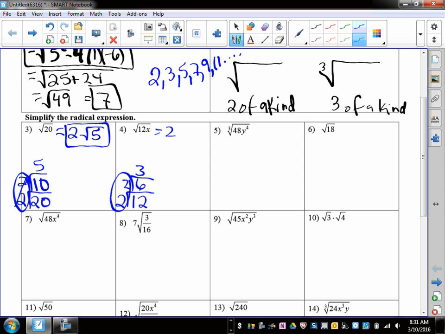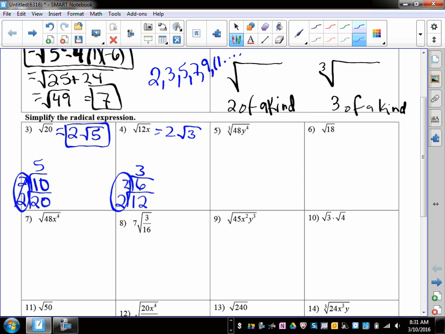Can I bring my 3 out in front? Do I have a pair of 3s? So what do I have to do? Leave it inside. If they don't have a pair, they can't come outside of that square root. The only way to exit the square root is if you have a buddy going with you. Alright, so that has to stay under my square root.